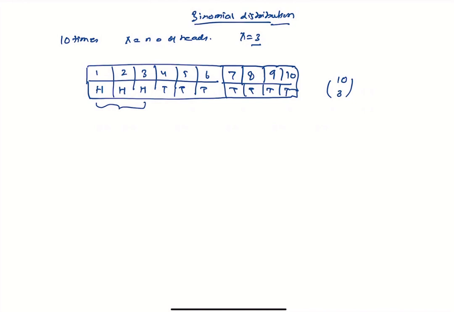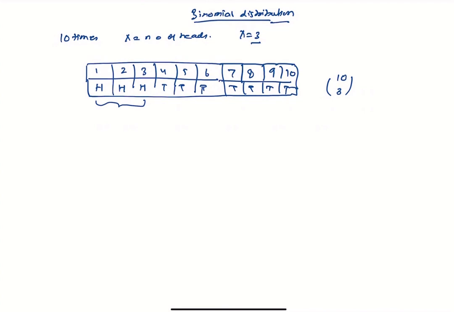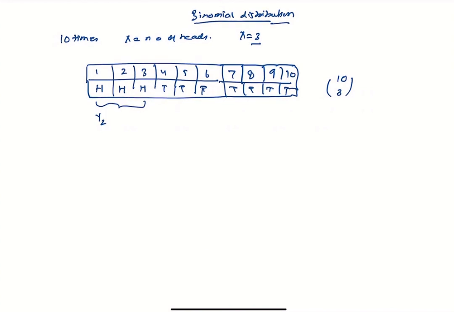Now what is the probability of one such combination occurring? Each of these has a probability of half. So one such combination, because T and H are both equal to half, will be 1 by 2 to the power 10. So the probability of x equal to 3 will be 10 choose 3 times half to the power 10.